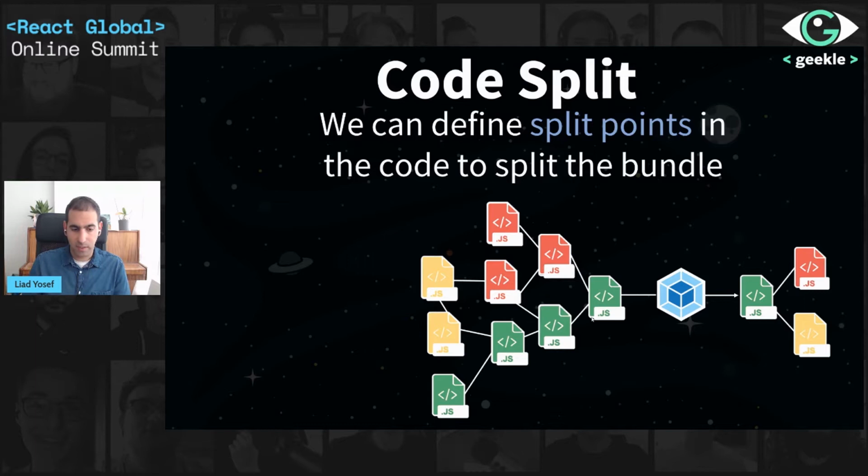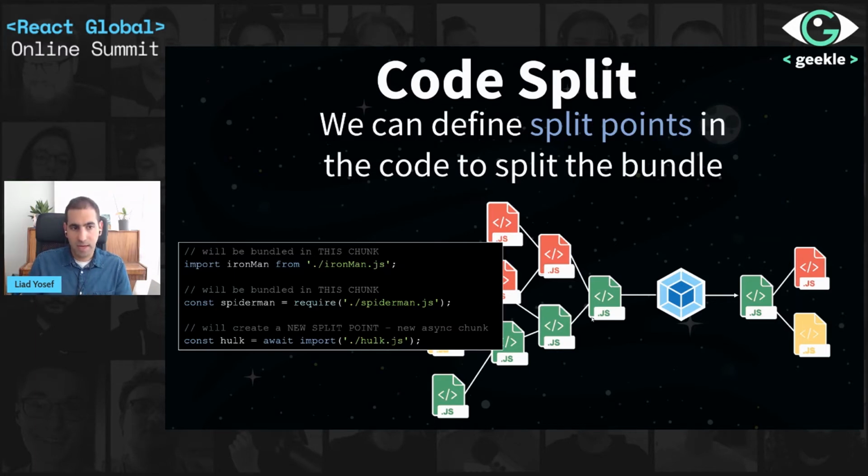This is called a split point, and an easy way to do that is just to define dynamic imports. So you can see in the first line, we have a static import, which is import something from something. Then Webpack will automatically include Iron Man in the current chunk because it says, okay, this is a synchronous import. I want this content to be available immediately. But if we use import as a function, and require as a function is still a static import, don't get confused.